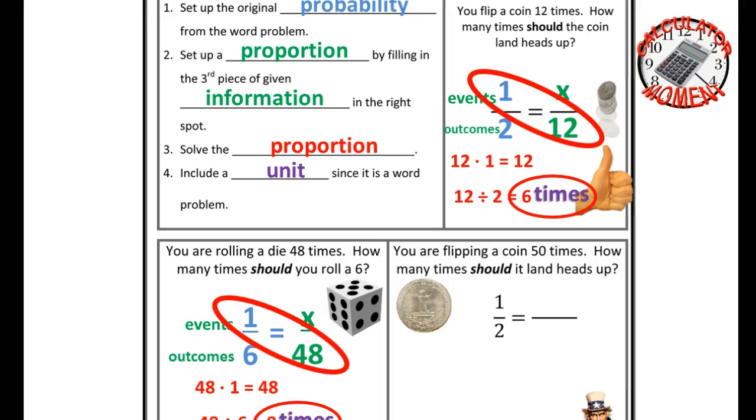We have the original probability already set up for you. Remember, a coin has heads and tails, so it's 2 sides. One of those sides is heads up. Predicting outcomes with proportions is no different than predicting events. It's just about where you put that given information. Always start by setting up the original probability from the word problem. We're dealing with a coin. A coin has a probability of 1 in 2 for either side. So in this case, it's a 1 in 2 chance that I'll have heads up.